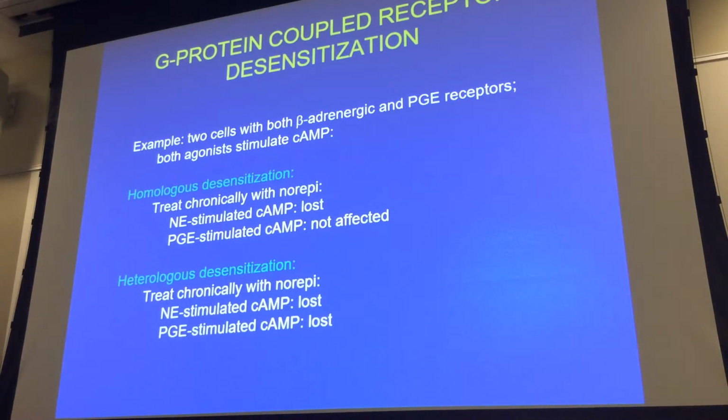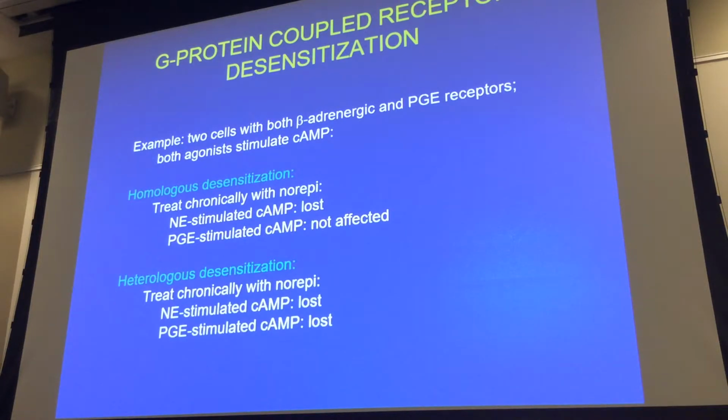So this is an experiment done many, many years ago. Both of these are GS-coupled receptors. They both stimulate cyclic AMP. One cell undergoes homologous desensitization. So what we mean by that is you treat that cell chronically with norepinephrine, let's say for a period of 24 hours. And when you do that, you get a desensitization of the beta adrenergic response, and exactly the same thinking behind that is what we talked about last week.